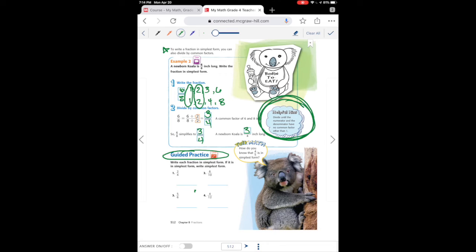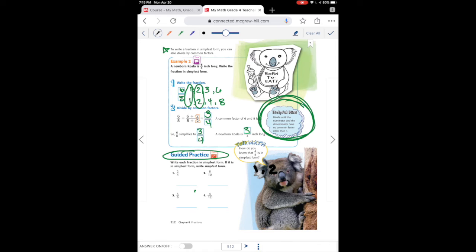All right, so what we need to do first is find all the factors of the numbers in our fraction, and then we can divide by the greatest common factor. So for 2, our factors are, let me make this bigger and try to write on top of the koala, our factors of 2 are 1 and 2.